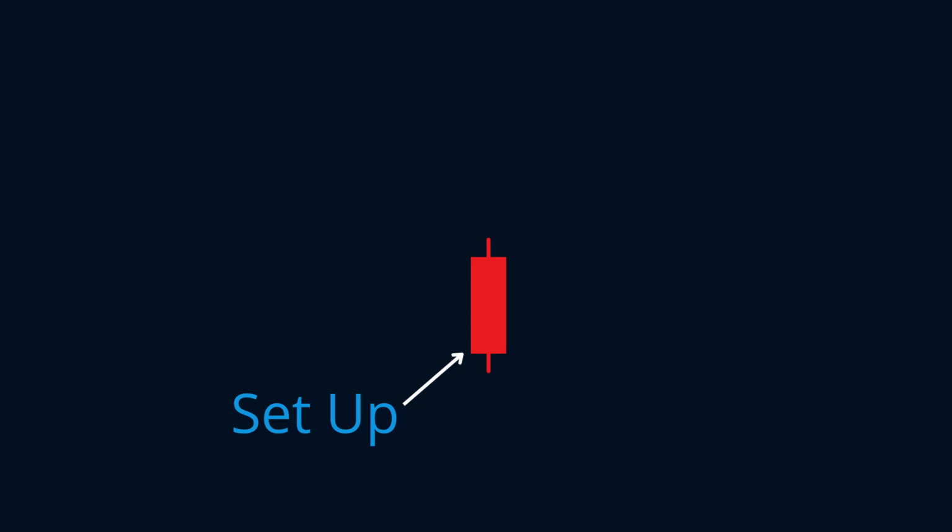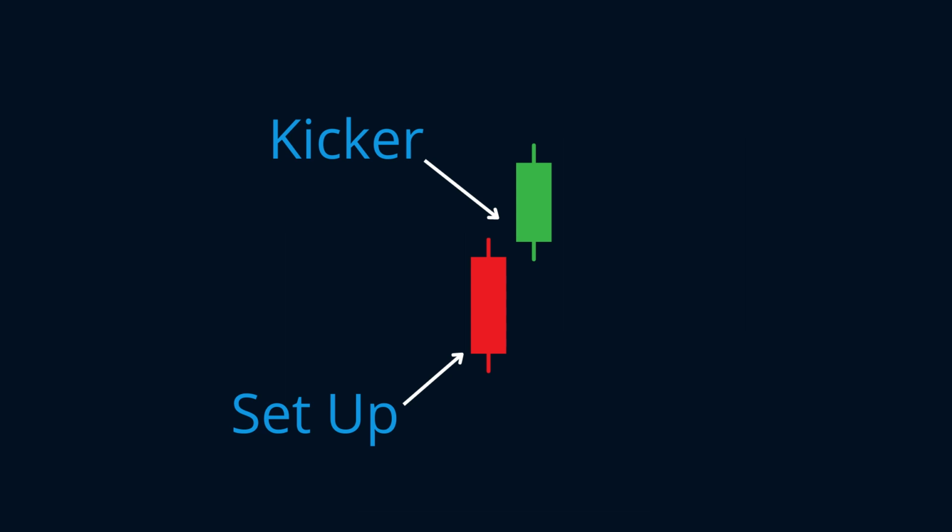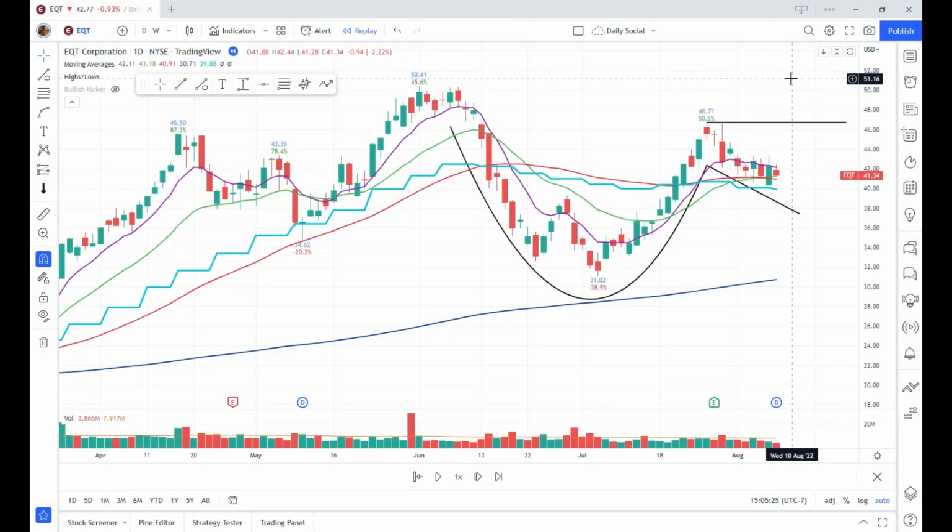First, we need a bearish or a red candle, which is going to be our setup candle. Now, to complete the kicker pattern, the next candle needs to gap up and have its opening price be above the opening price of the setup candle. If you take a closer look, you can see the opening of the green candle is higher than the opening of the red candle. That's your kicker pattern. To control our risk using this setup, you're going to want to place your stop at the closing price of the setup bar. Okay, let's take a look at a real life example.